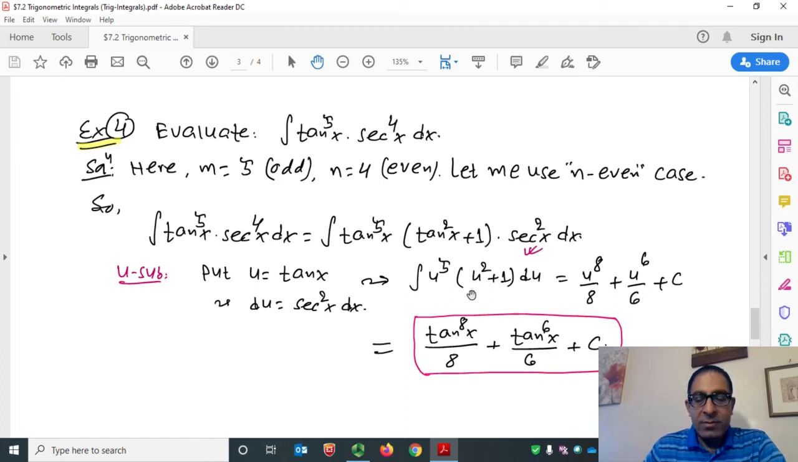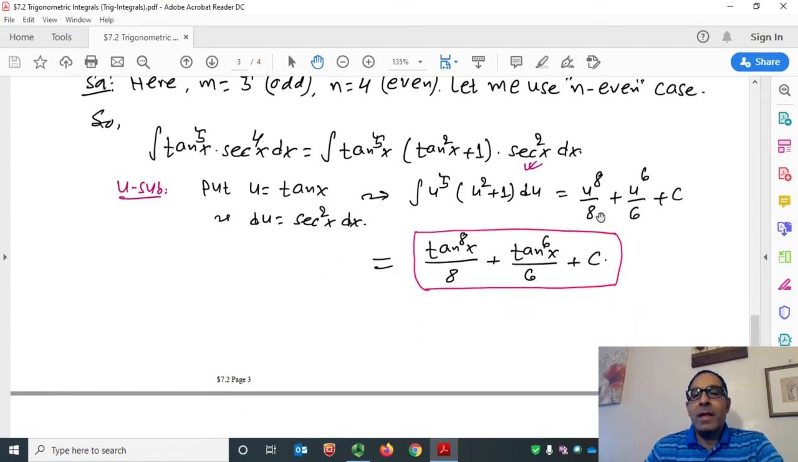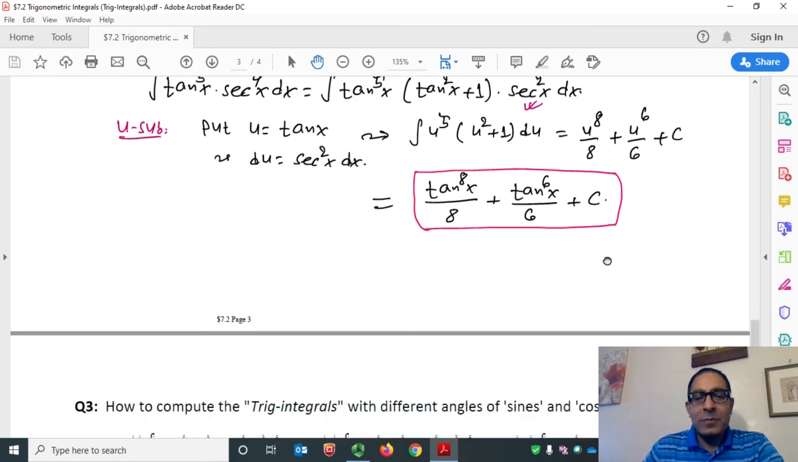The integral of u to the power 7 becomes u to the power 8 over 8, plus u to the power 5 times 1 is u to the power 5. Then the integral of u to the power 5 is u to the power 6 over 6 plus c, the constant of integration. Then reverse the substitution. U is tan x, so tan to the power 8 x over 8 plus tan to the power 6 x over 6 plus c. Great. Let's move on.